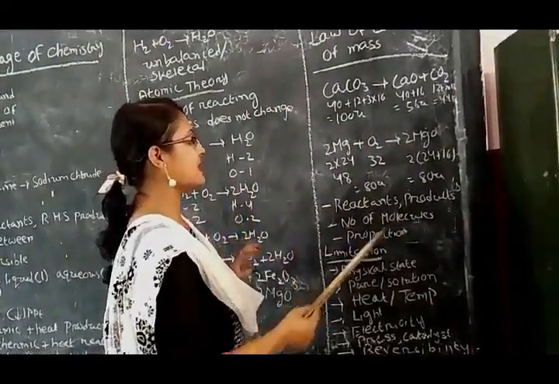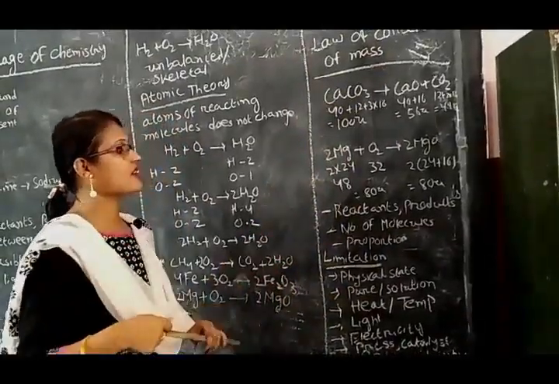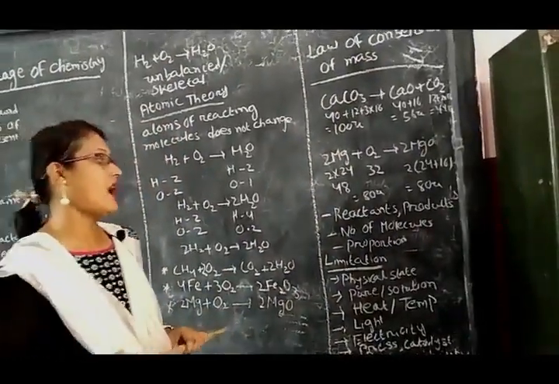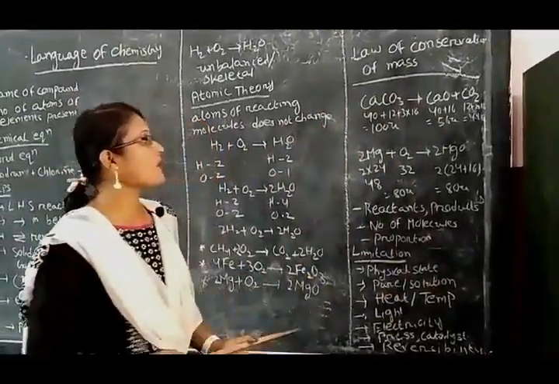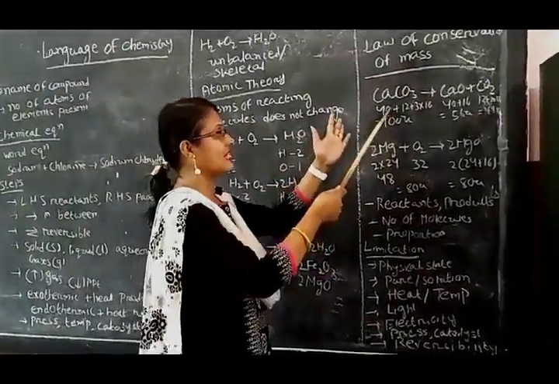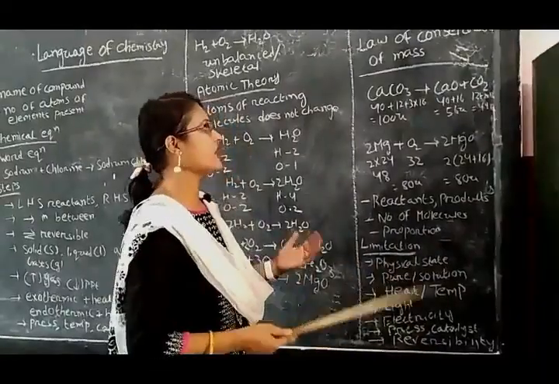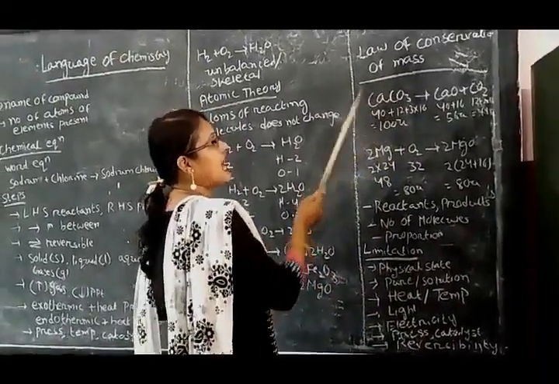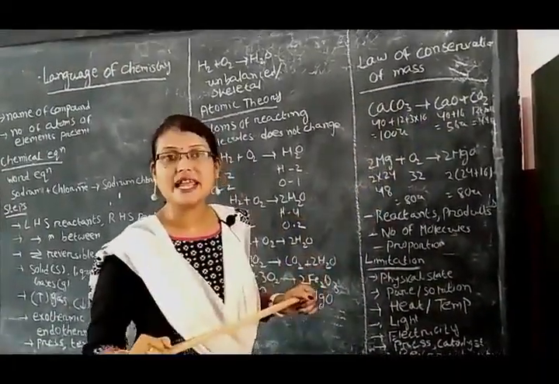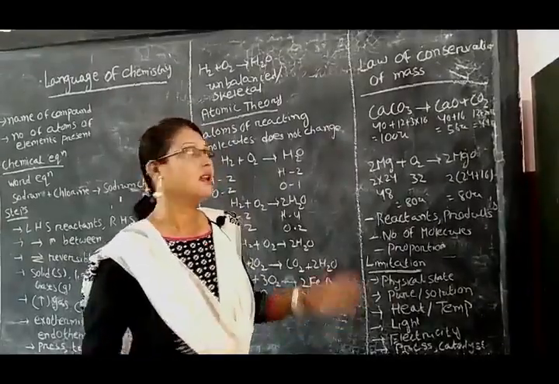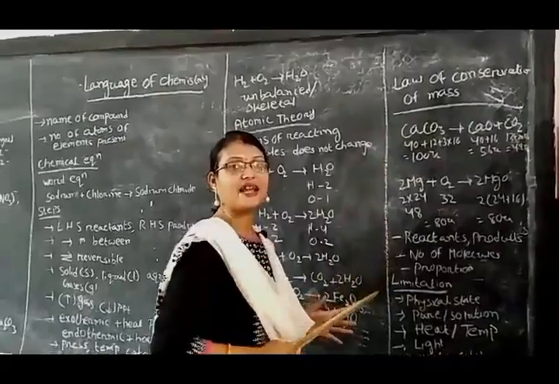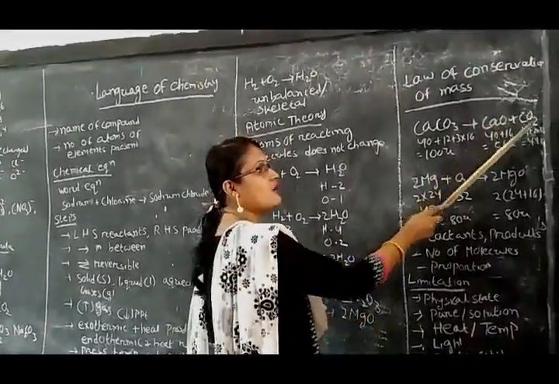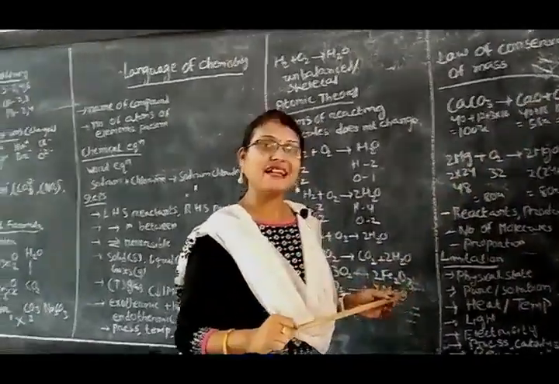Okay, so this is according to your law of conservation of mass. What we can know by this balanced chemical equation is the reactants as well as the products, the names of the reactants and the products. Like in this reaction, what is the name of the reactant? Calcium carbonate. And the products are calcium oxide and carbon dioxide.